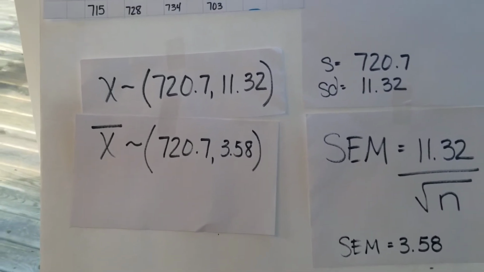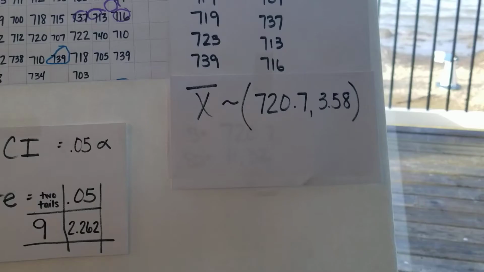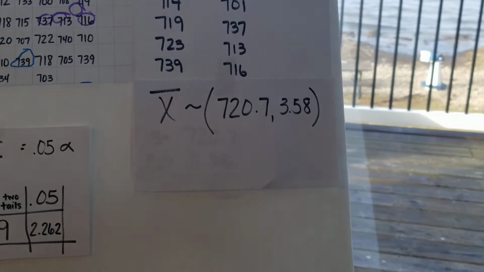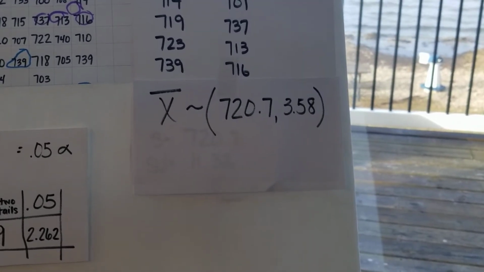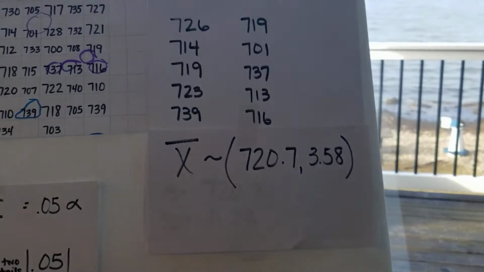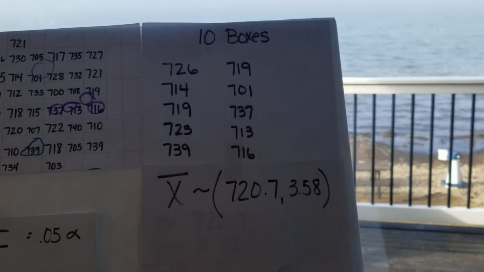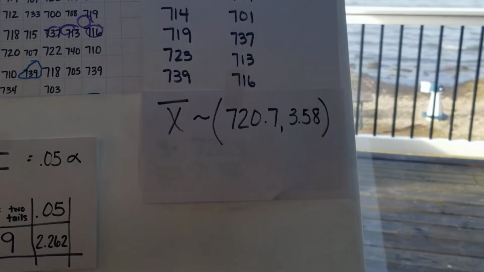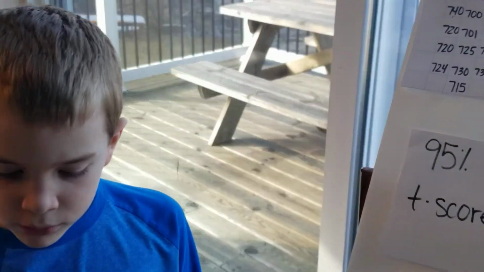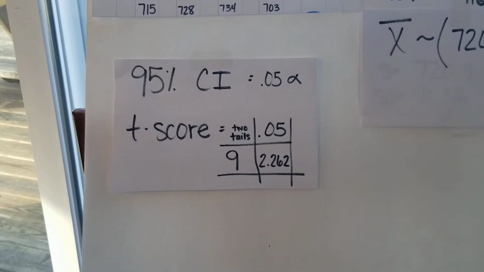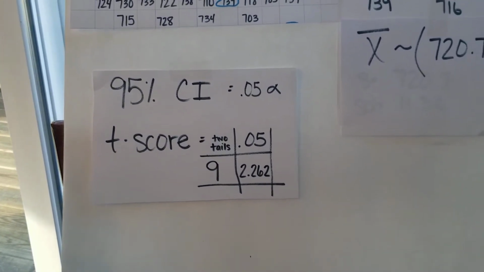Now we're going to use this distribution to write our confidence intervals. All right, so we have our sampling distribution of 720.7 and our SEM of 3.58. We're going to use this to find our confidence intervals. So for our confidence interval, because our sample is only 10 and it's very low, we are going to use a t-score to create our confidence interval. Remember our t-tables? Yeah, we remember our t-tables. So if we have a 95% confidence interval, we are looking for a 0.05 alpha.